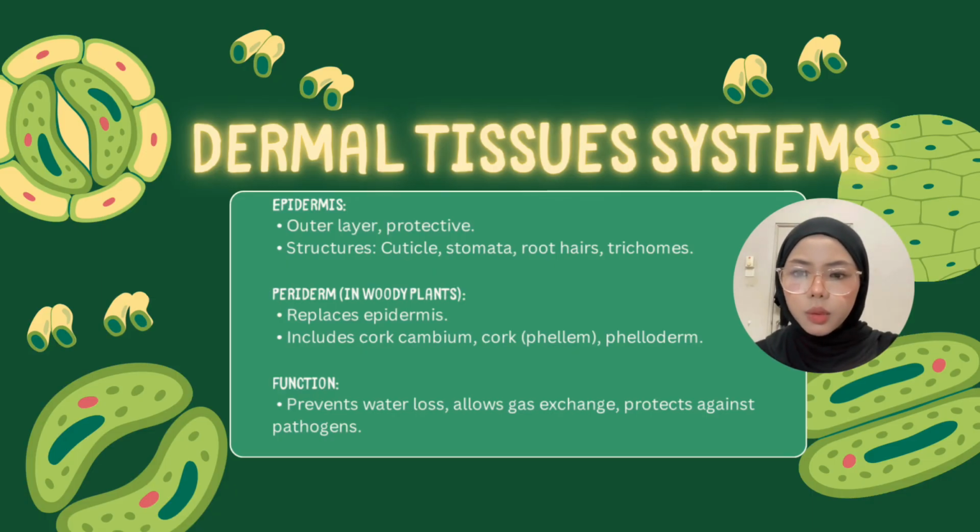The next one is the woody plant. The epidermis is replaced by a thicker layer called periderm. This includes three parts. Cork cambium, a tissue that produces cork. The next one is cork, also called phellem, which is the tough outer layer, and the last one is phelloderm, a layer of living cells underneath the cork. Now, what is the overall function of the tissue system? It mainly prevents water loss, protects the plant from pathogens, and controls gas exchange through the stomata.